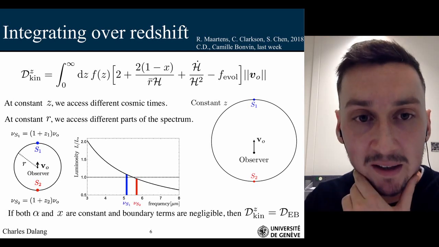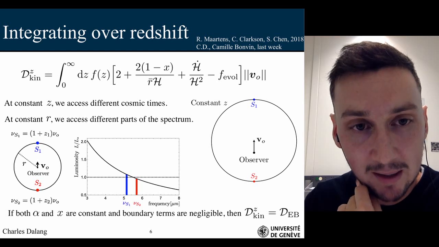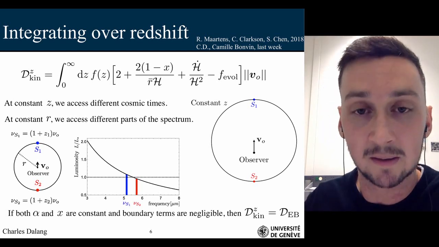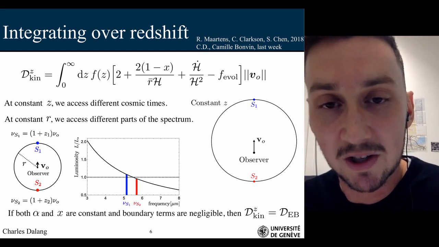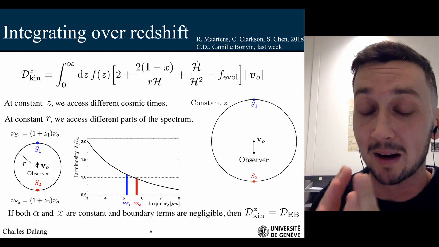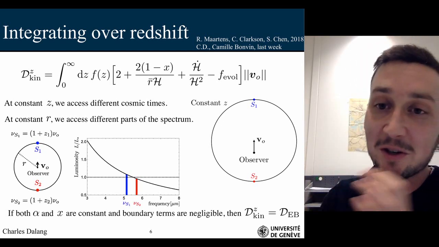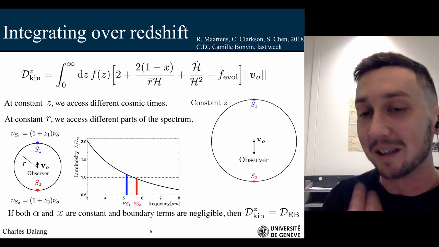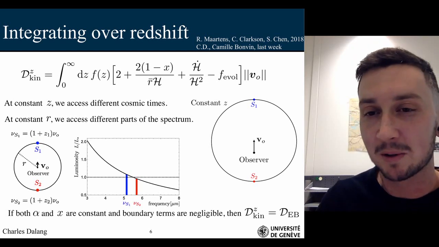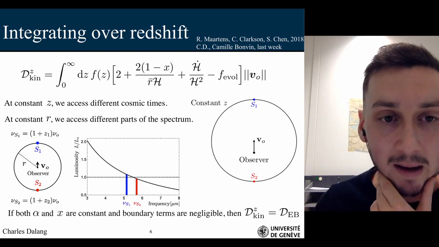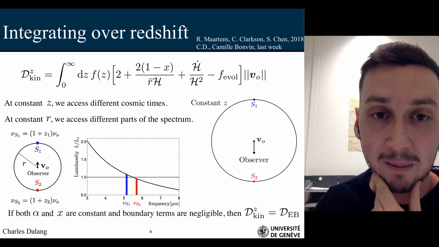And so what we find is this expression here in the first line. And it's not the first time that people have found this. Roy Martins, Chris Clarkson and Chen have found this expression, the kinematic dipole at a fixed redshift. But they just forgot to integrate to match with what people observed. So we recovered the same result, and we thought, they observe things independently of the redshift, so you have to integrate over redshift. And you see this expression is a bit different.